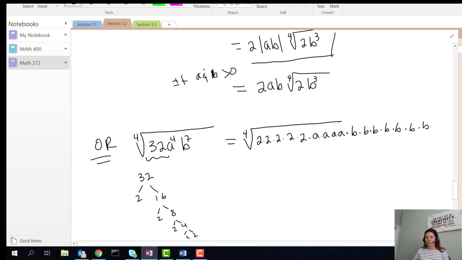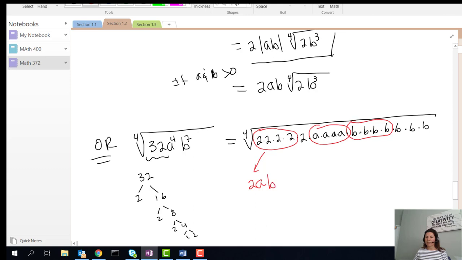I need one more. So when you do it the long way, once you get enough practice, you'll start seeing, oh, I can just do this, and then you go to the short way. Because the index is 4, that means we want to group things by 4s. So a group of 4 2's means that can come out of the radical as a single 2. And then there are 4 a's, so 1 a can come out, and then 4 b's, 1, 2, 3, 4 b's, so 1 b can come out.